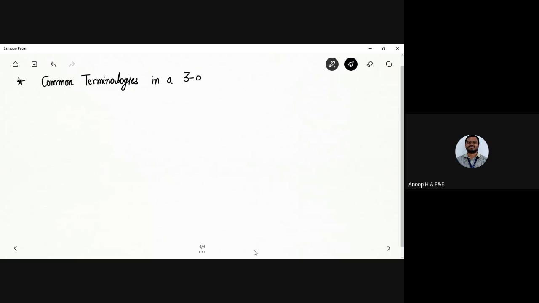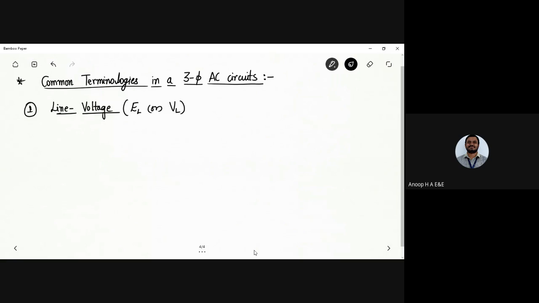In three-phase AC circuits, common terminologies in three-phase AC circuits. The first point is line voltage. The line voltage, we call it EL, or we call it VL.